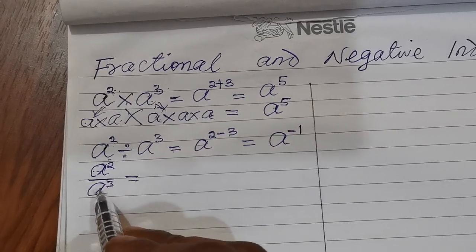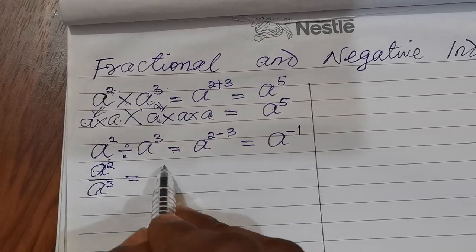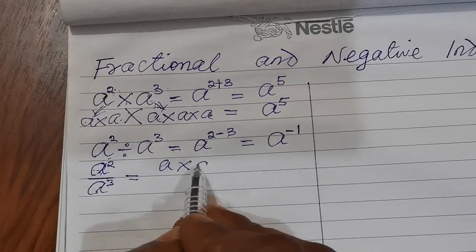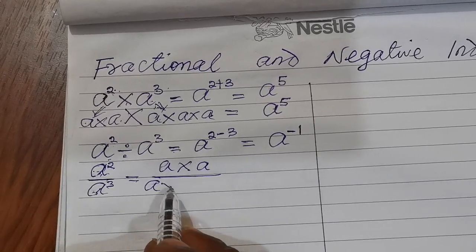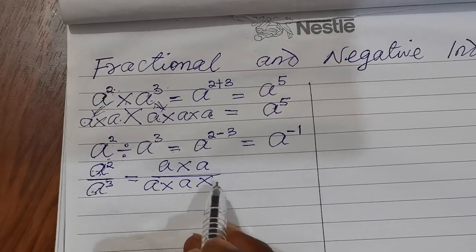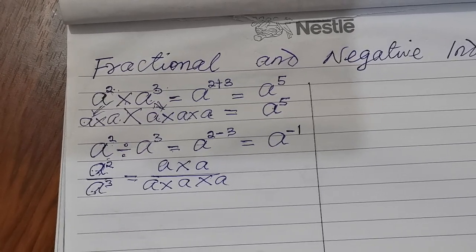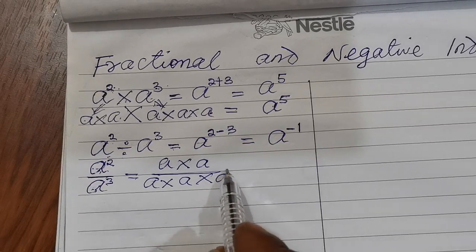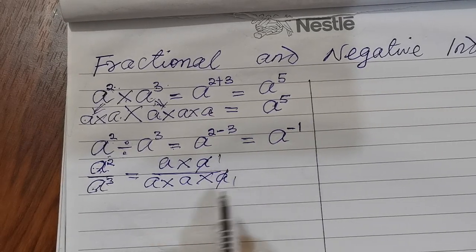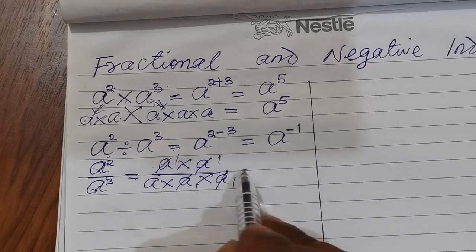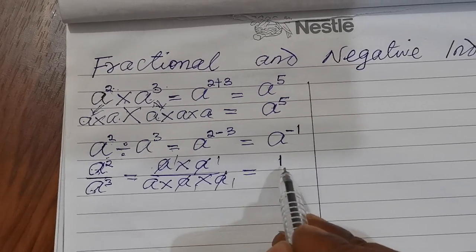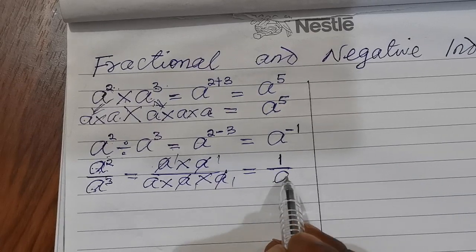So a raised to power 2 divided by a raised to power 3: the numerator is a times a, and the denominator is a times a times a. If we divide this, this cancels out this, giving us 1 over 1, and this cancels out this, giving us 1 over 1. So in the numerator we are left with 1, and the denominator gives us a.